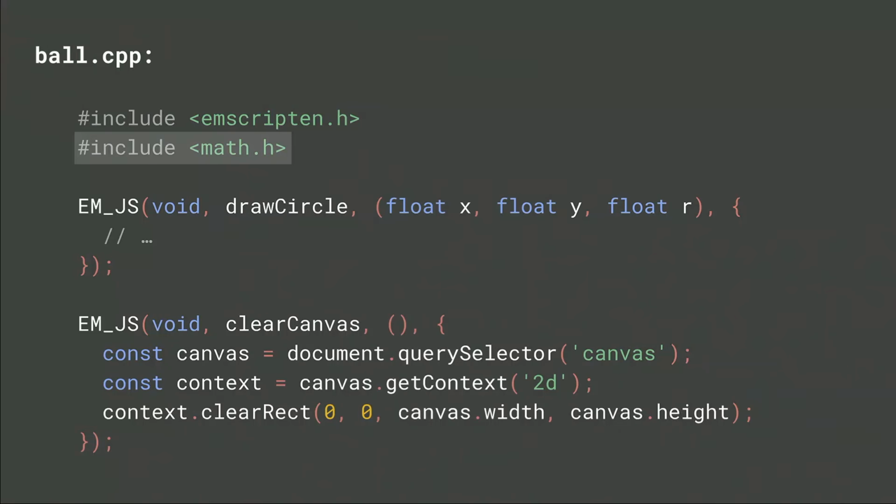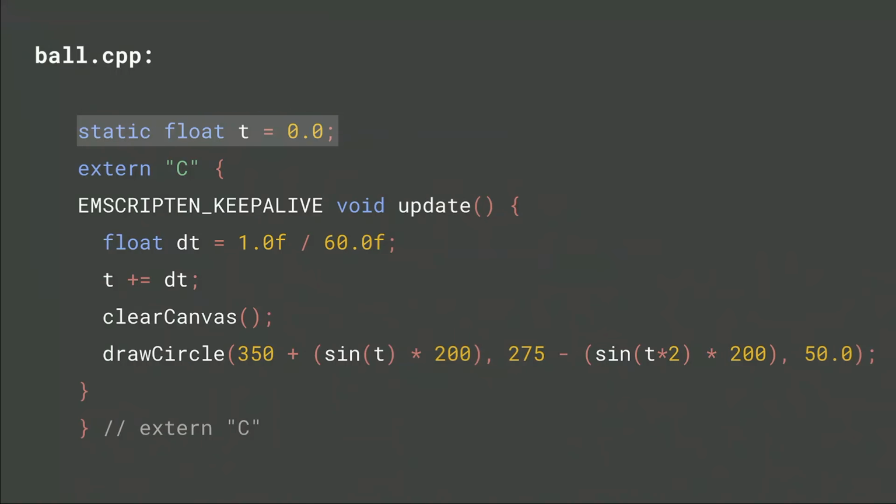Okay, so we want to actually start taking advantage of some of this C++ logic that we can implement, and we'll start off by including math.h. Because Emscripten includes the C standard library, we get full interoperable access to this math library without having to worry about porting it ourselves. Then further down in our file, we'll also have this static float t in order to keep track of time, and we'll swap out our main function for an update function that we'll be calling repeatedly.